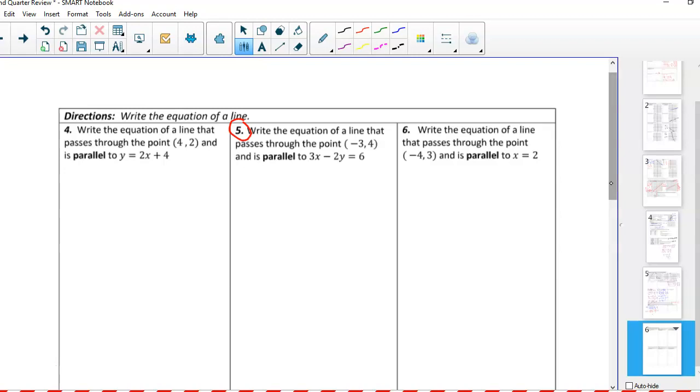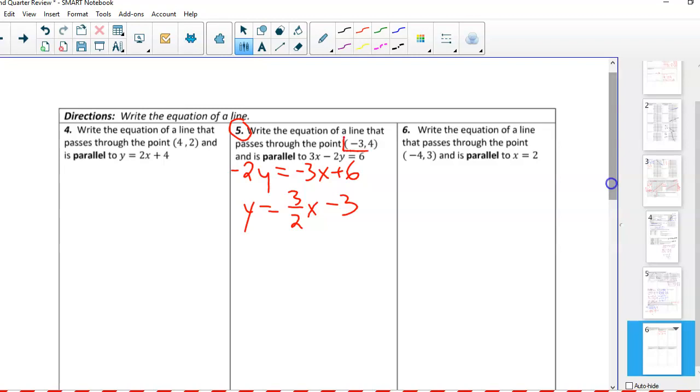So for this one, I need to solve this equation before I do anything else. How would I do that? Subtract 3x from both sides. And then divide each piece by negative 2. That is not the answer to your question. That just helps you find the next step.